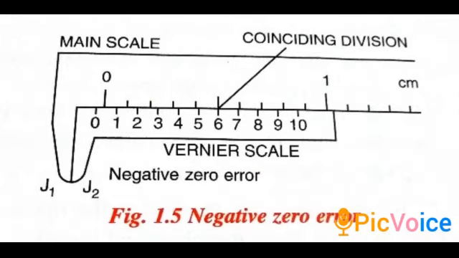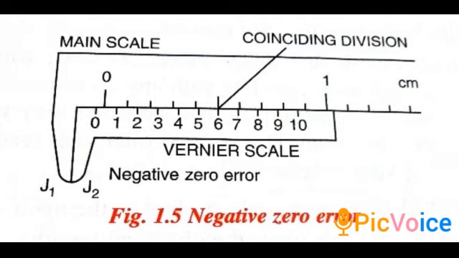Now let us see the negative zero error. See the figure given above. Here you can see that the 0 of the vernier scale is to the left of the 0 of the main scale. In this case, it is known as negative zero error. Always remember that. When both the zeros are coinciding, it is free from zero error. When the zero of the vernier is to the right of the zero of the main scale, it is positive zero error. And when the zero of the vernier scale is to the left of the zero of the main scale, it is known as negative zero error.